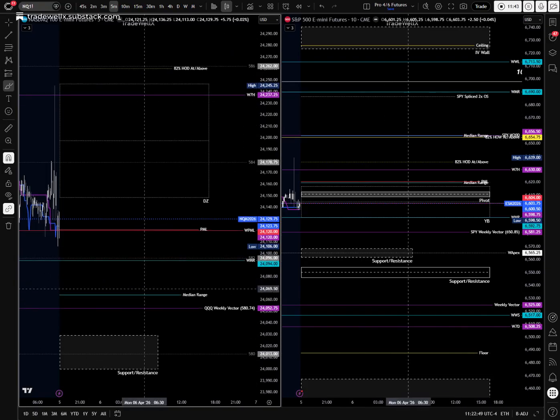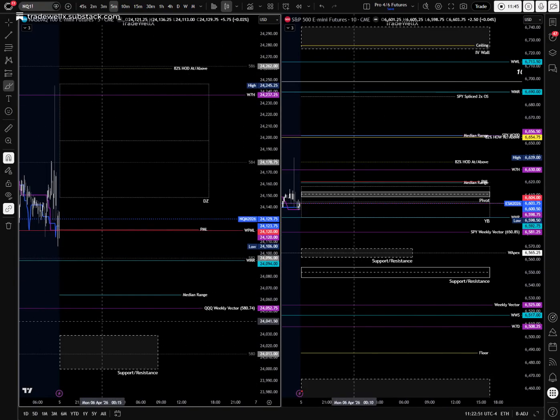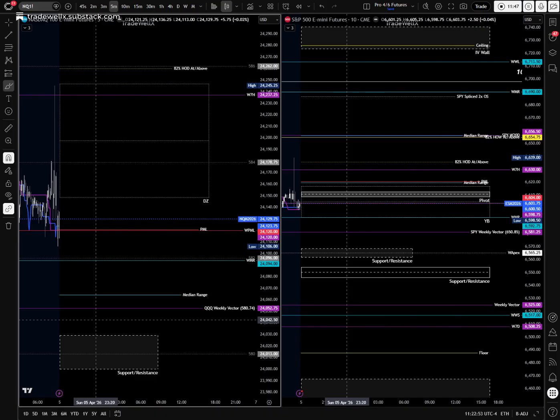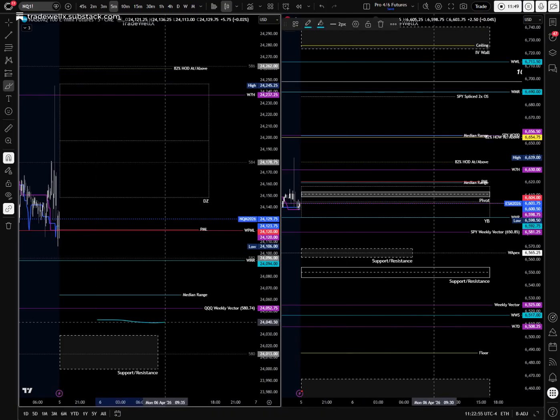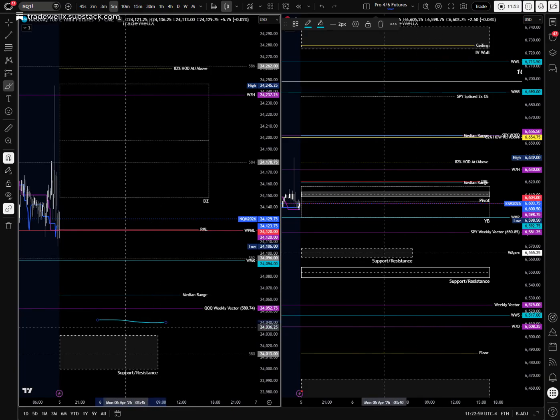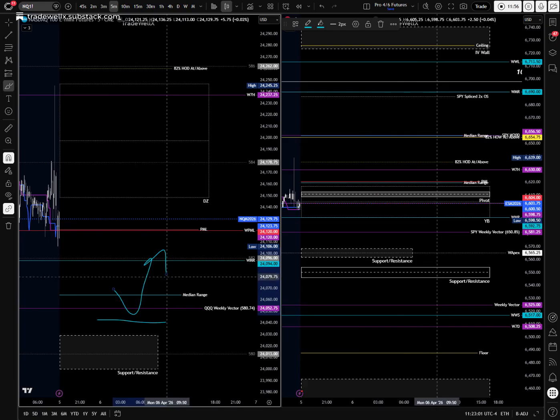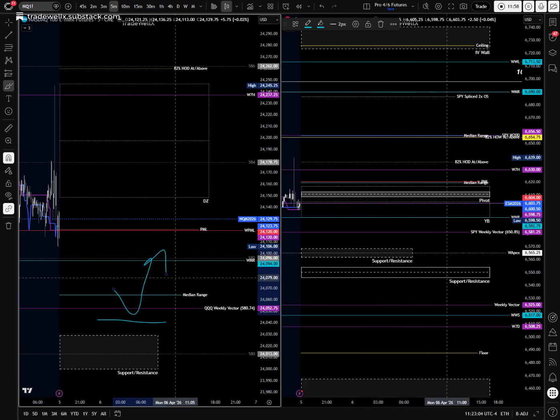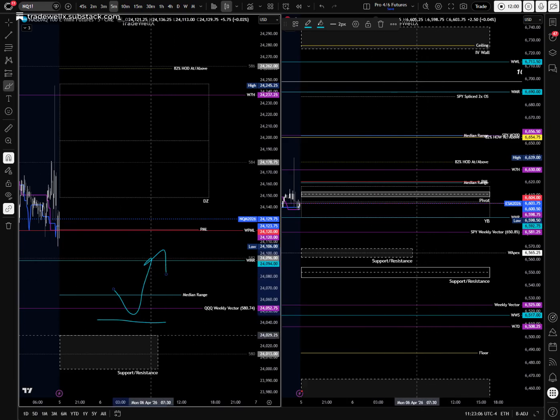And so if the setup is here at median range and the weekly vector's right here, you're like, okay, let me just give myself a 30-point stop, because I'm going to let the weekly vector do its thing for any market volatility, and I'll set my stop down here.